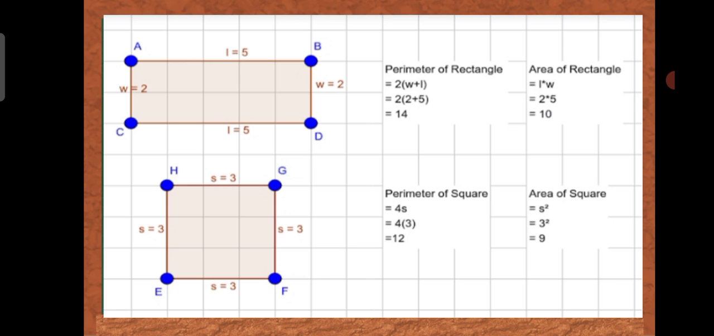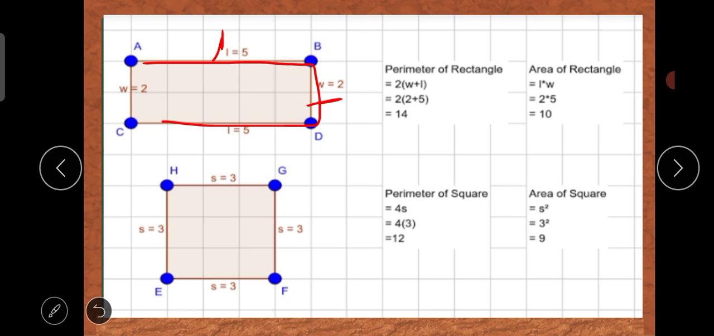So here I have drawn a rectangle. When we are talking about the rectangle, we find there is a length and a width, or we can say breadth. When we are finding the perimeter, we are measuring its boundary, measuring its length. This length we are going to measure with the help of a scale.